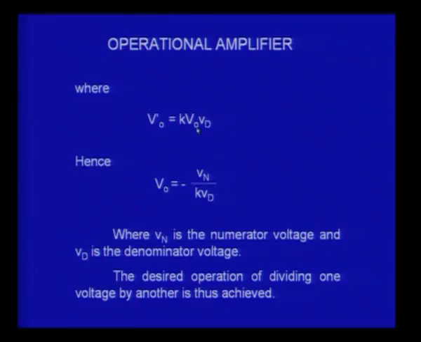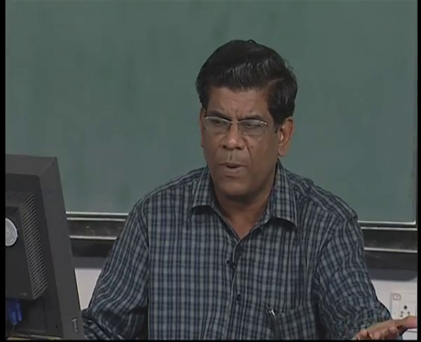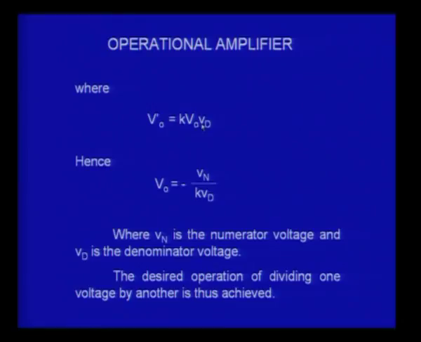So, if I now substitute for Vo', this will be minus Vn. Minus Vn is equal to k times Vo Vd, and therefore Vo, which is the output voltage that we measure in the op amp, is equal to minus Vn by k times Vd. So, the output is proportional to Vn by Vd, and the proportionality constant is minus 1 by k, where k is the factor corresponding to the multiplier that we used. Vn is the numerator voltage, Vd is the denominator voltage, and the desired operation of dividing one voltage by another is achieved here, numerator by denominator.